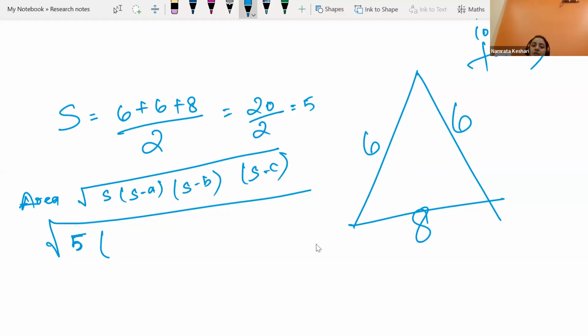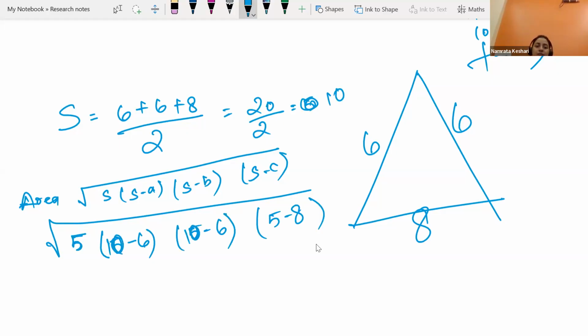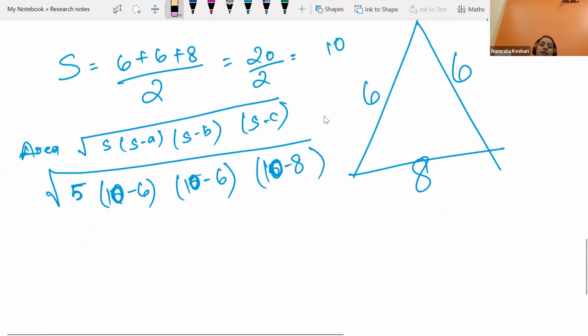S I have written over here, S minus A. I said you can take any side as A, any other as B. So I'm taking 6, again 5 minus 6, again 5 minus 8. Why am I writing 5? It is 10, right? Not 5. 20 by 2 is 10. It must be 10, not 5. Our S is 10, not 5.